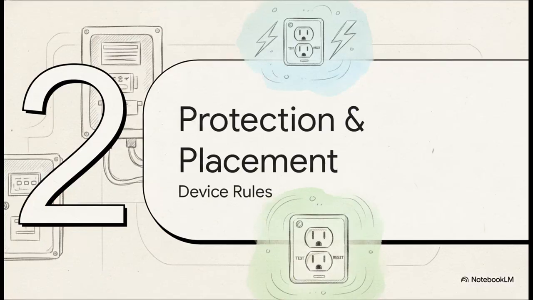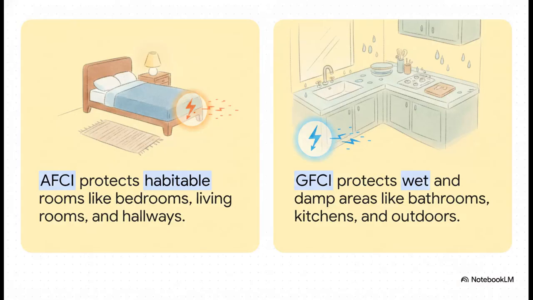Section 2, protection and placement rules. All right, moving into some practical everyday applications. A massive part of knowing the code is knowing exactly where to put your life safety devices. Let's look at the critical differences between AFCI and GFCI requirements. The absolute easiest way to keep these straight, especially if you're taking an exam, is using a living space versus wet space reality check. AFCI, which stands for arc fault circuit interrupters, are required in habitable, normally occupied spaces. Think bedrooms, living rooms, and hallways. They are designed to prevent fires from arcing wires.